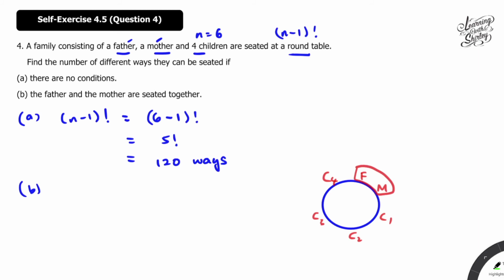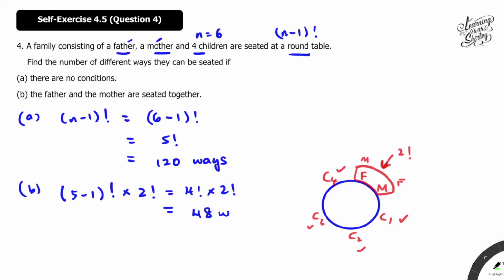So here, this is considered as 1. They are considered as 1. So 1 and then 2, 3, 4, 5. Now my n is considered as 5, which is 5 minus 1, whole thing factorial. And then for this one, father, mother, it can also be mother then father. So therefore it will be 2 factorial ways, which means that we have to multiply by 2 factorial. So it is 4 factorial times 2 factorial, and the answer is 48 ways.